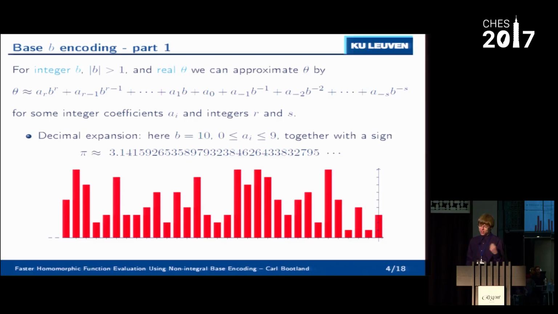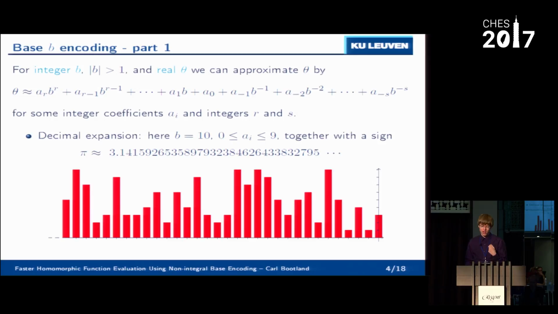Decimal expansion. Here, the base is 10, and we allow the coefficients to be between 0 and 9, together with a sign. As an example, I've shown pi here, and the plot underneath just plots the coefficients for each power of the base. To read this plot, you read from right to left, and you see it's 3, 1, 4, 1, 5, and so on. And this plot can continue off the end of the screen, depending on how accurate you want your encoding to be.